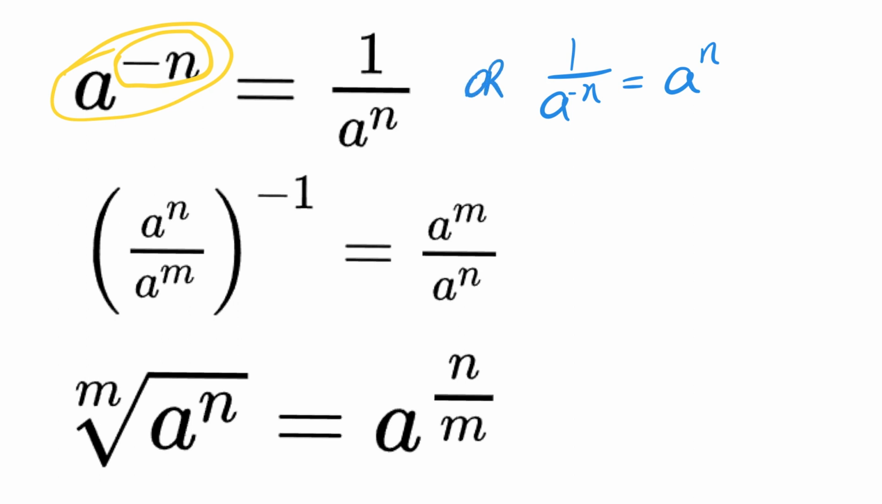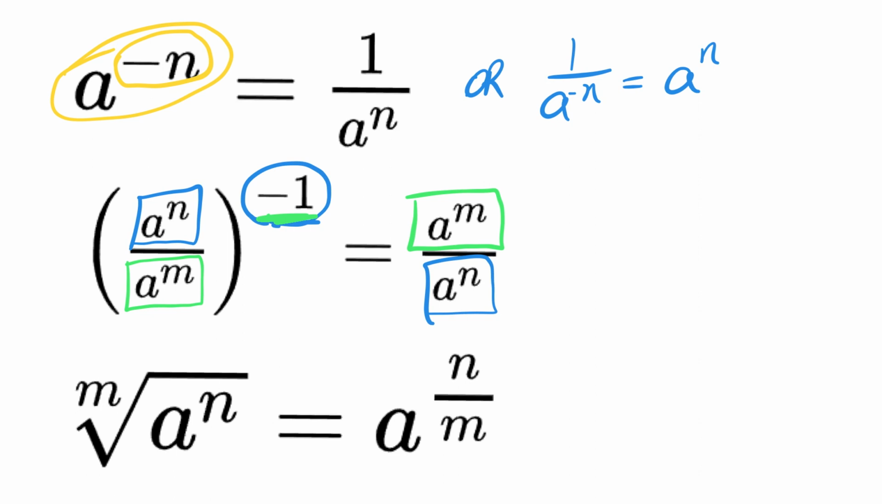Now if we have a negative value exponent wrapped around parentheses, what that means is everything inside of the parentheses is going to change sides. As you can see here, we have a to the n in the numerator. Well, this negative 1 is going to move it to the denominator. And we have a to the m in the denominator, and this negative 1 is going to force it into the numerator. So we will see some negative exponents.